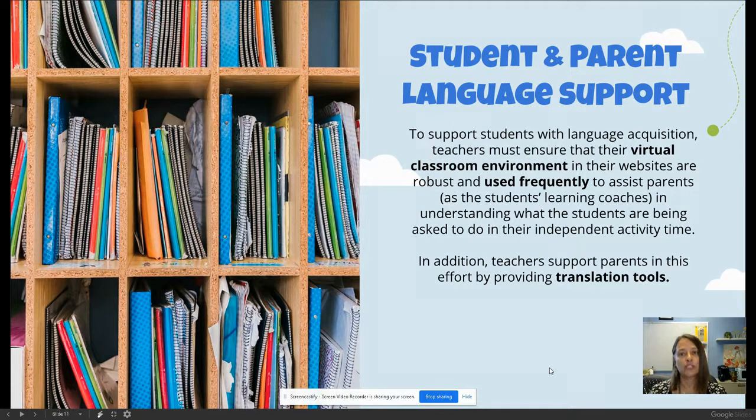Student and parent language support. To support students with language acquisition, teachers must ensure that their virtual classroom environment and websites are robust and used frequently to assist parents, who now are the students' learning coaches, in understanding what the students are being asked to do in their independent activity time. In addition, teachers support parents in this effort by providing translation tools.